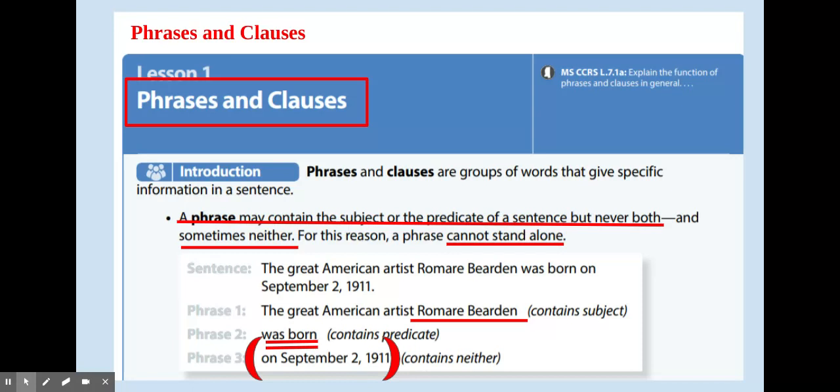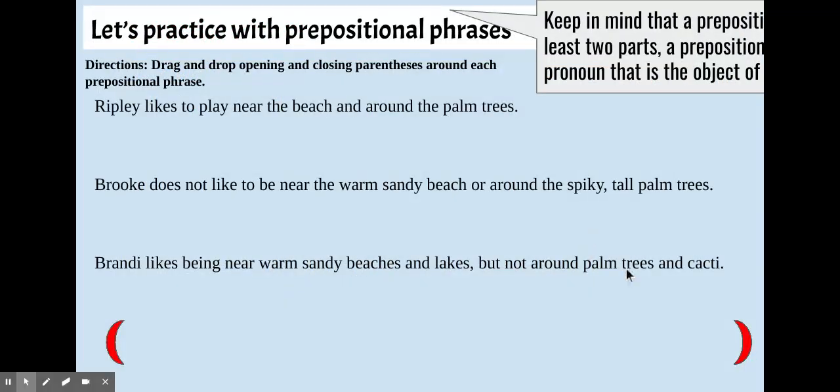Okay? Any questions right now about phrases? You sure about that? Well, let's move on and check.